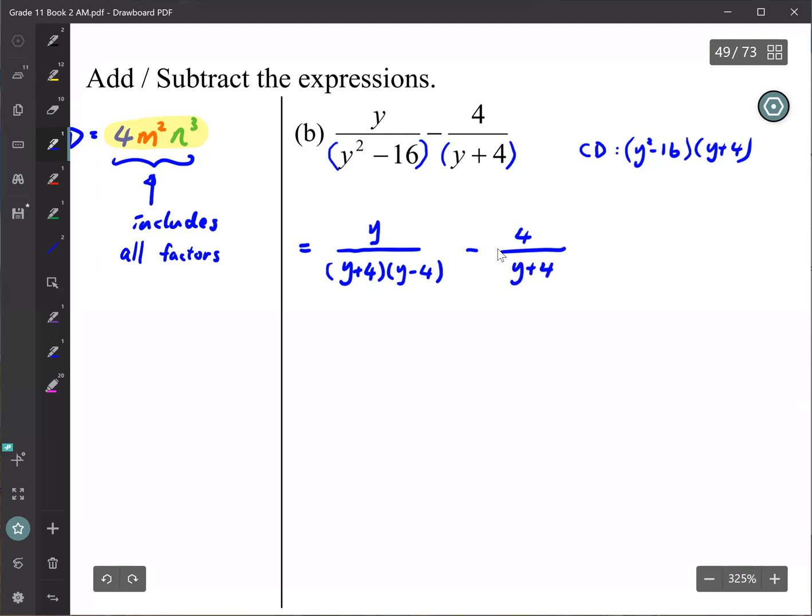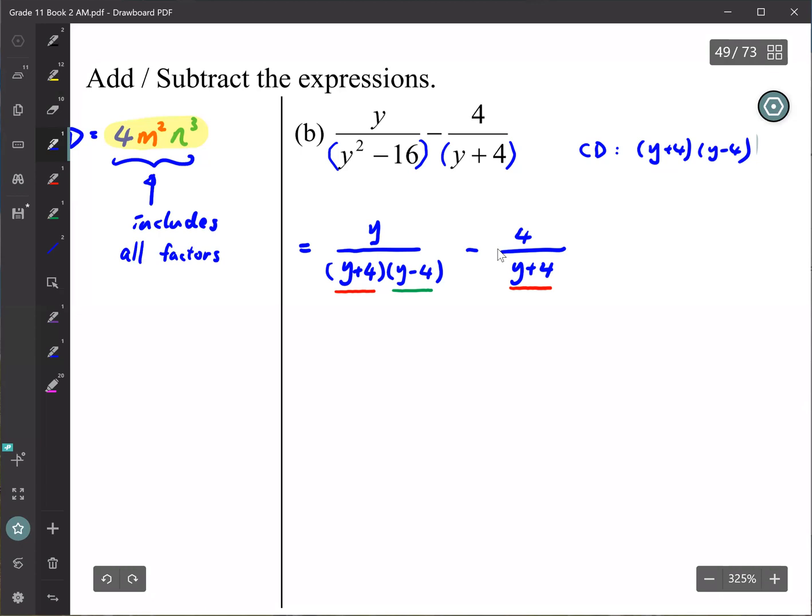So now you can see we have two parts in the first denominator, let me use a different color, and for the second fraction, you have one part. The common denominator needs to include all these factors, but we don't need all three, because the red ones are the same. So for this common denominator, we just need two of them: y plus 4, and y minus 4.